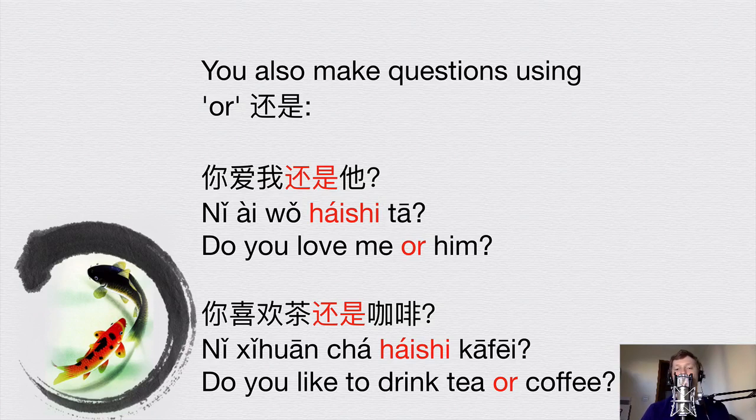你爱我还是他? And the second example, 你喜欢茶还是咖啡? 你 you, 喜欢 like, 茶 tea, 还是 or, 咖啡 coffee. We could also say 你喜欢喝茶还是咖啡? 喝 means drink. Do you like to drink tea or coffee?